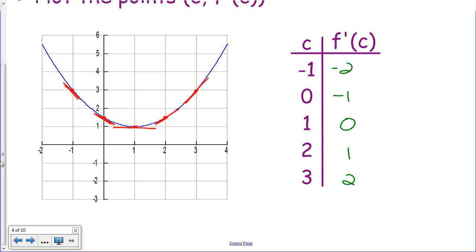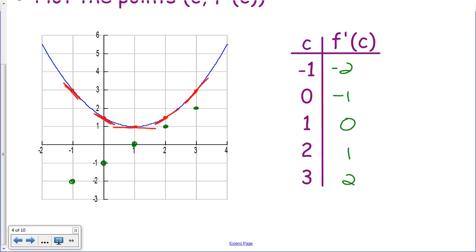Let's just go through and plot those. So at x equals -1, the y value is -2. So I'm going to just plot a point right there. At x equals 0, we got a -1. At x equals 1, we got 0. At x equals 2, we have 1. At x equals 3, we have 2. Okay? So there's a series of points that our function goes through.